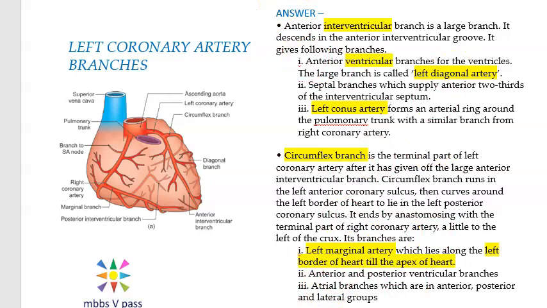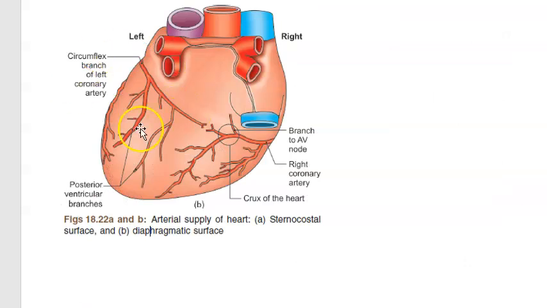This is all you have to remember for circumflex. Only one thing you have to remember: left marginal. Is there anything else to remember? No. So again, anterior, posterior, you can say for everything. So this is what you will remember. Now, from behind, let us look at how it will look. From the back of the heart.